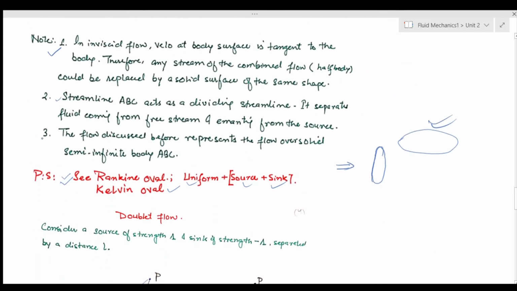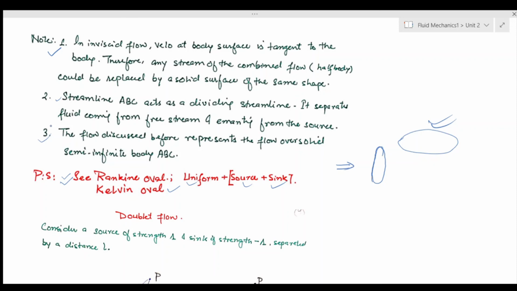Third point, the flow discussed before represents the flow over a solid infinite body ABC. Now just put a solid body there. What this stagnation streamline is trying to do is that no flow would pass through the stagnation streamline ABC. It means that I can just replace it with a solid body, and the flow around that solid body can be easily represented mathematically using this technique of adding a simple uniform flow with a simple source flow.